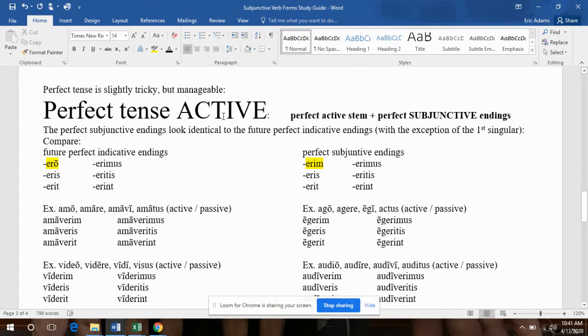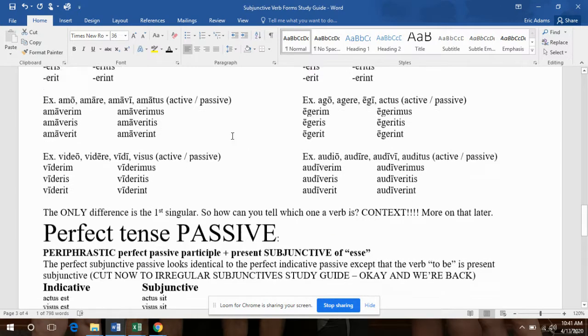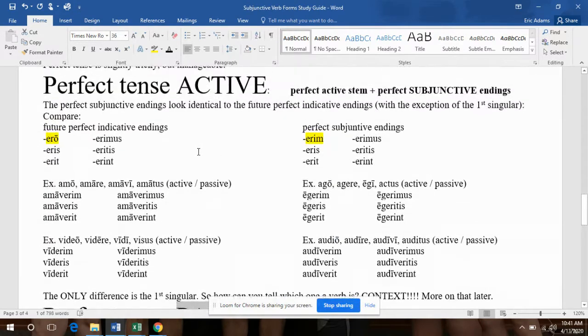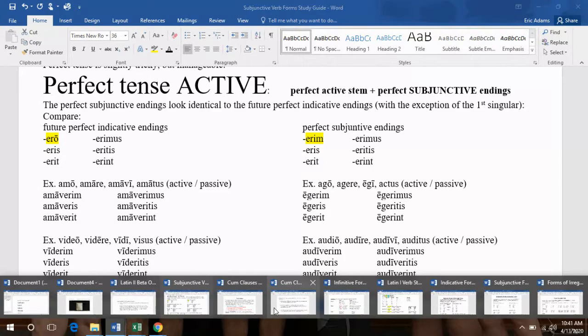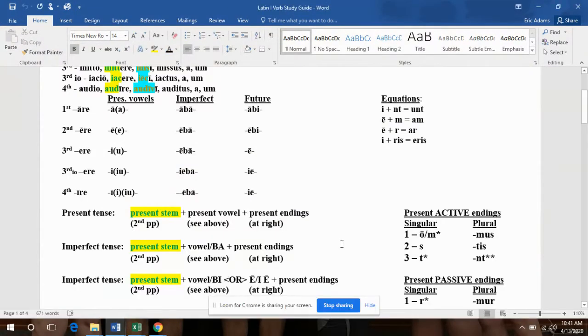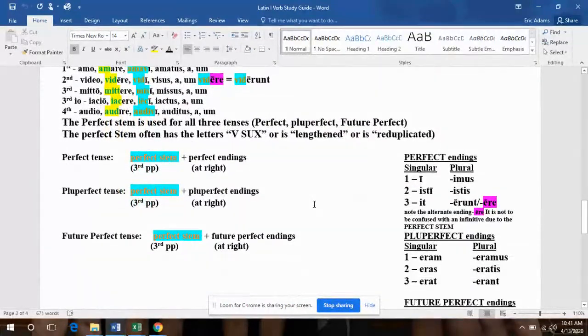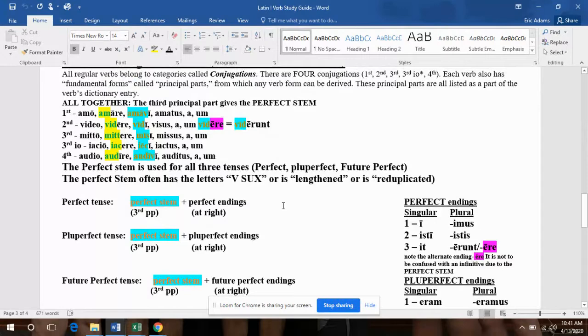And for the perfect tense, I've divided it up into first only talking about the active, and then I'll talk about the passive, because as we've seen in indicative verbs as well, and so I can quickly go to my indicative study guide that I have here, that when it comes to the perfect, remember that the perfect tense is going to have two kinds of forms, particularly if it is active, in which it'll have perfect stem plus your perfect endings indicative: isti, it, imus, istis, erunt or ere.